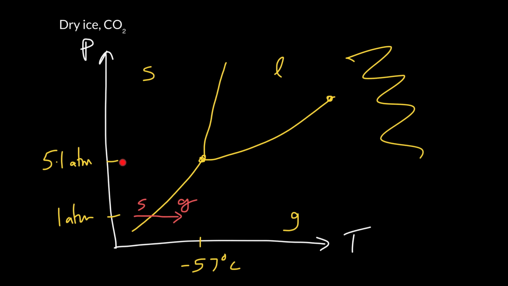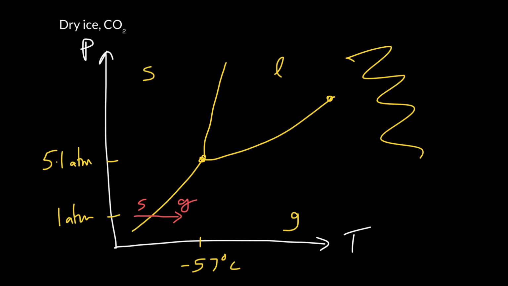Now, once we get up above 5 atmospheres, right, we can see that you can go from a solid to a liquid. So you can melt carbon dioxide. You just have to be above a pressure of about 5.1 atmospheres. But if you're below that region, then it's not going to melt. It's just going to sublimate.